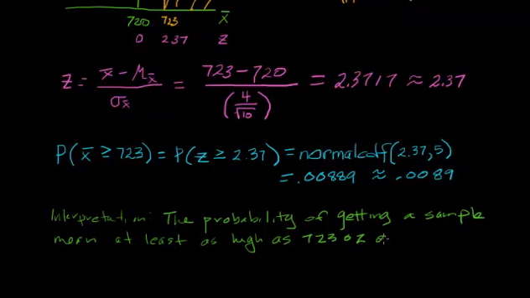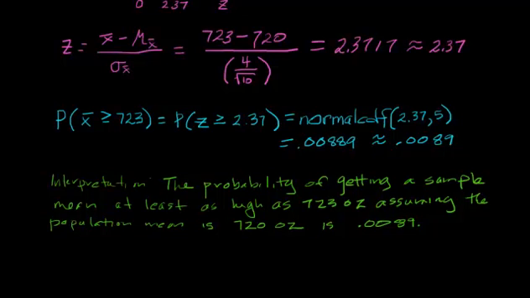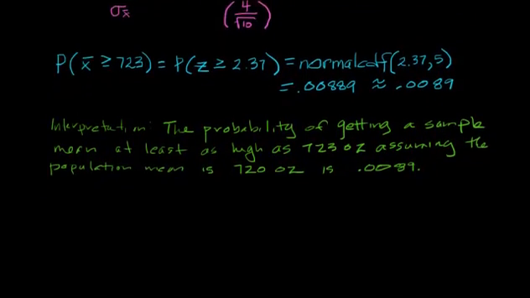Assuming the population mean is 720 ounces, the probability is, this is what we found, 0.0089. Okay, so notice that's a very small probability. But because we actually did obtain a sample of 10 bars with a mean of 723 ounces, there are two possible explanations for what just happened.